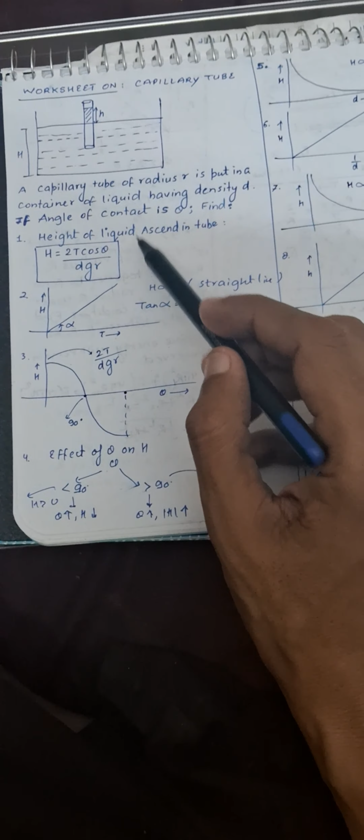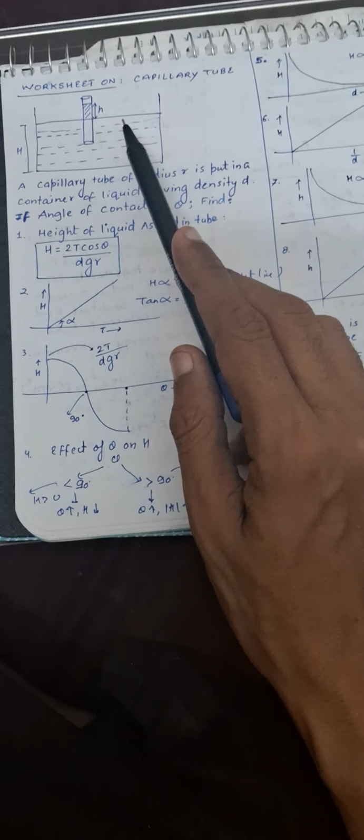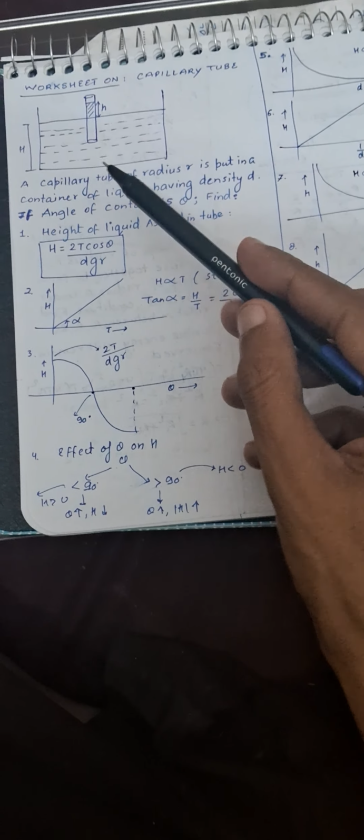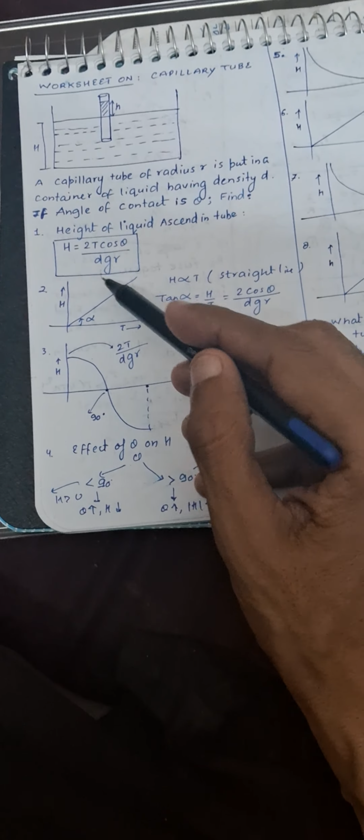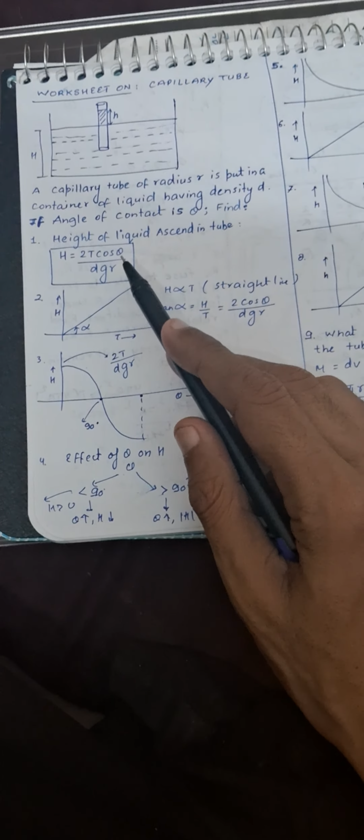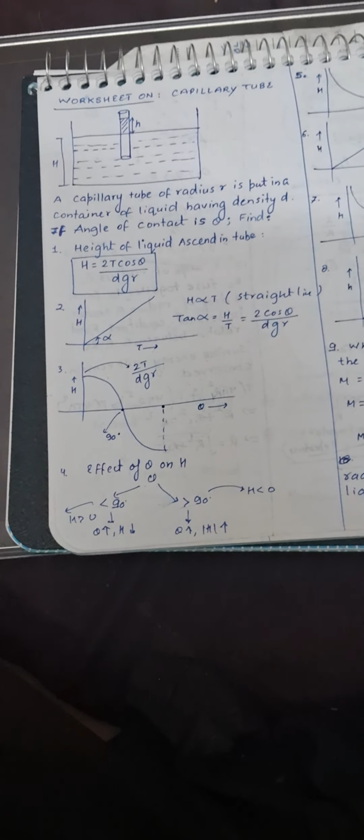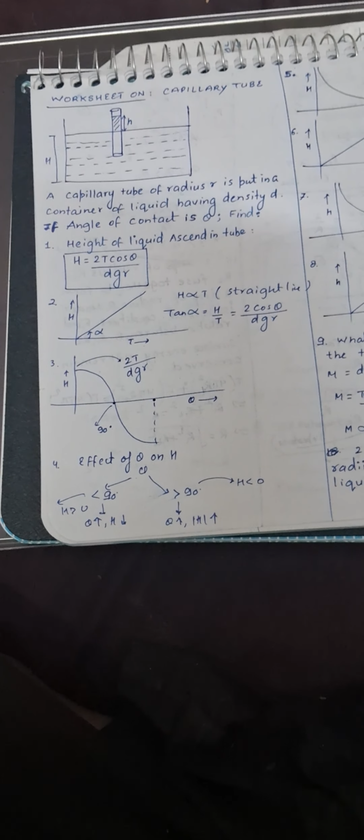After calculations, by considering the equilibrium of this part of liquid and applying forces, we get height as 2T cos theta by dgr. I'll be making a separate video on the derivation of this, but in this worksheet I just discuss the basic concepts and the equations which are of use in the exam. For derivation, I'll be making another video.